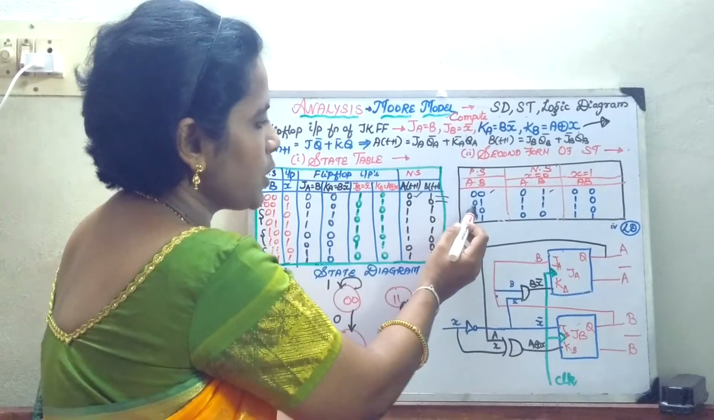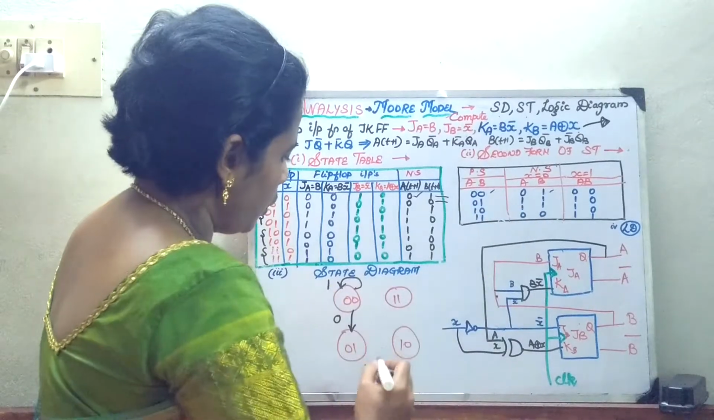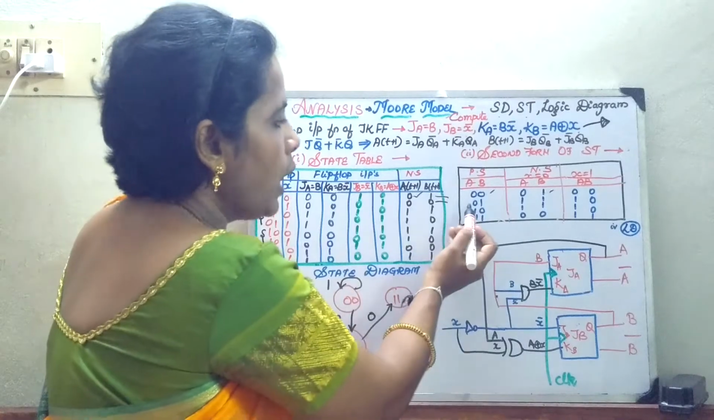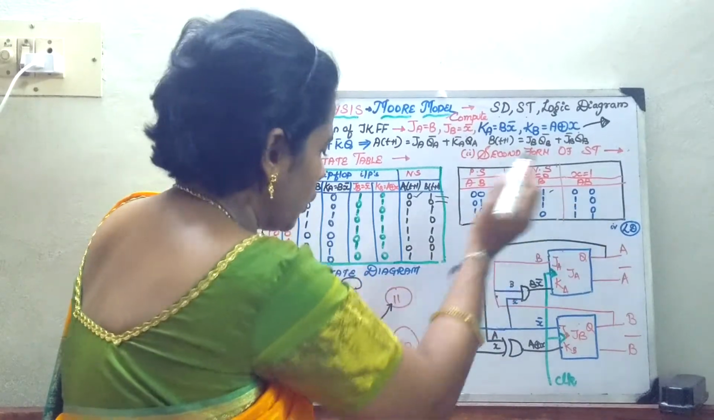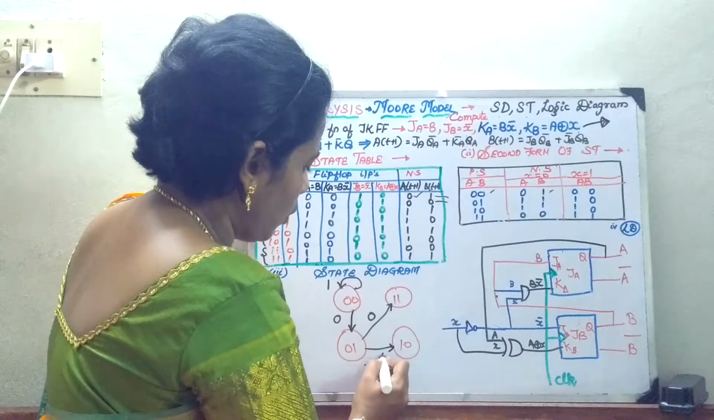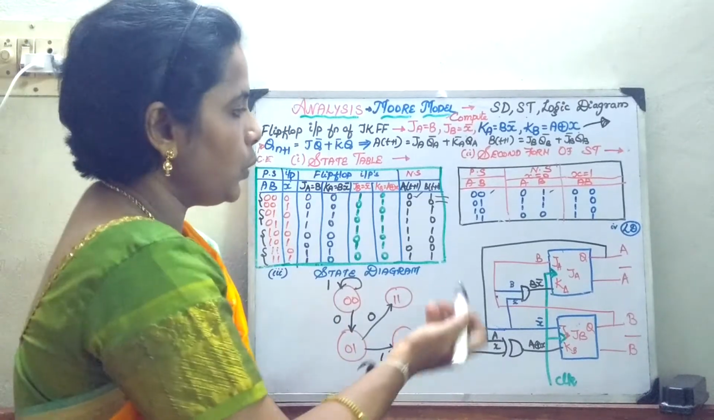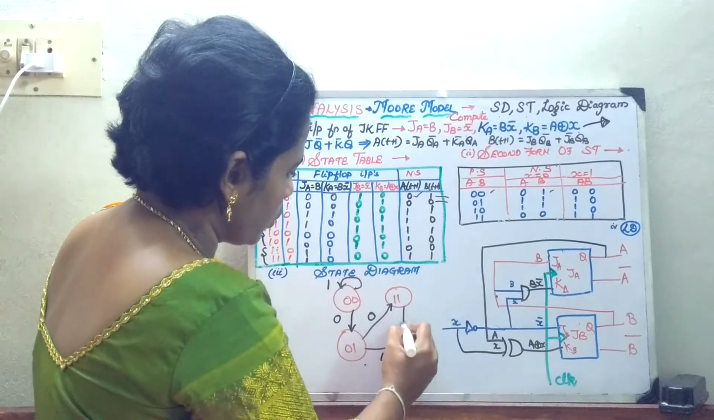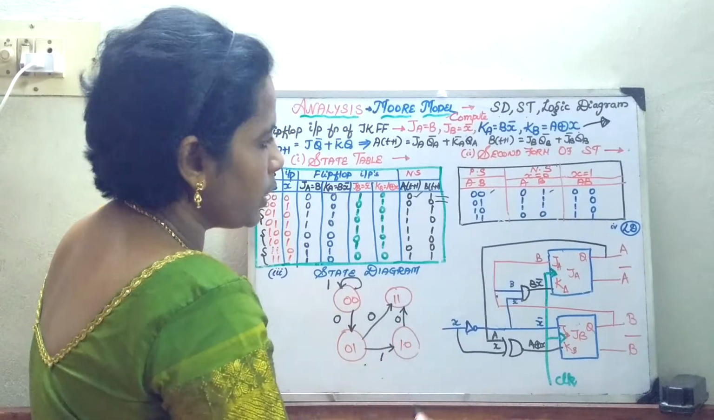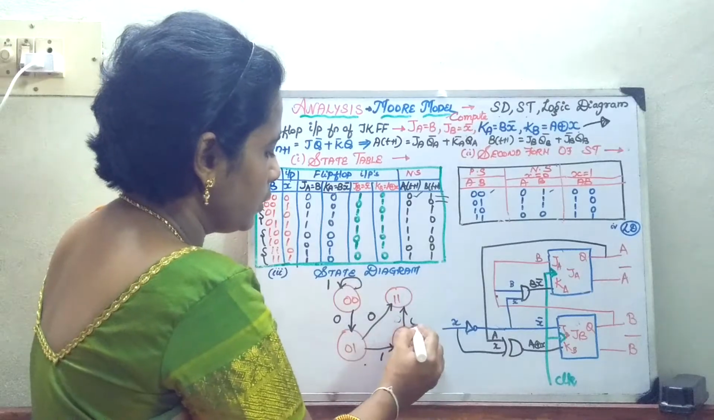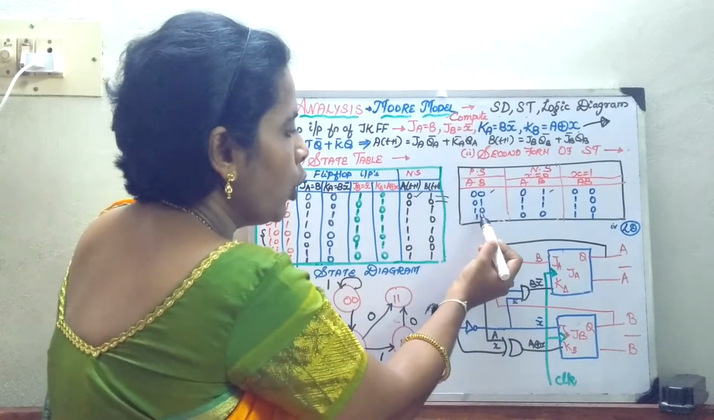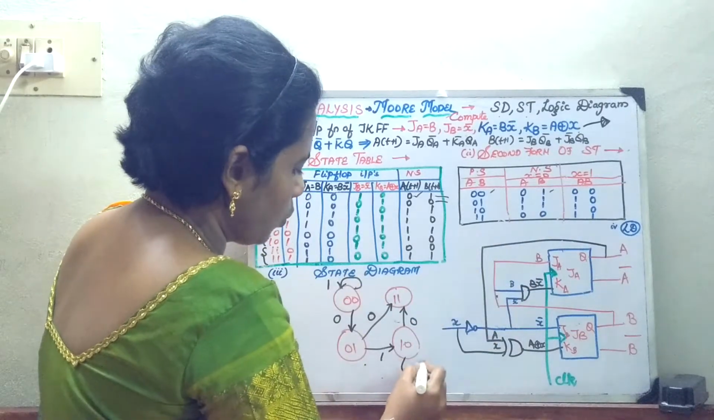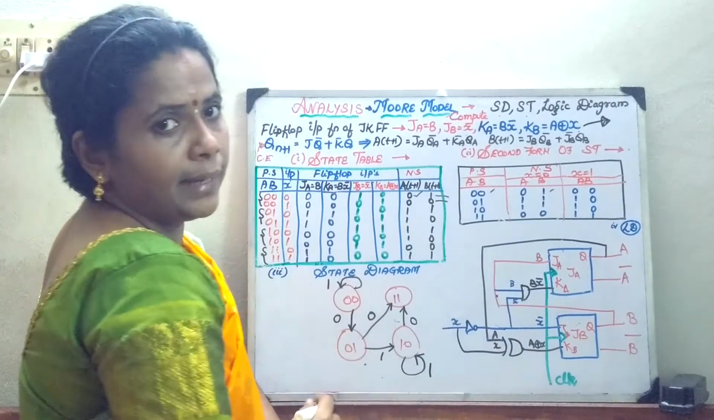Now the second condition, 0 1 goes to 1 1 when my input is 0, and 0 1 goes to 1 0 when my input is 1. Now the third step, 1 0 goes to 1 1 when my input is 0. Now 1 0 goes to 1 0 at x equal to 1. So 1 0 goes to itself at x equal to 1.